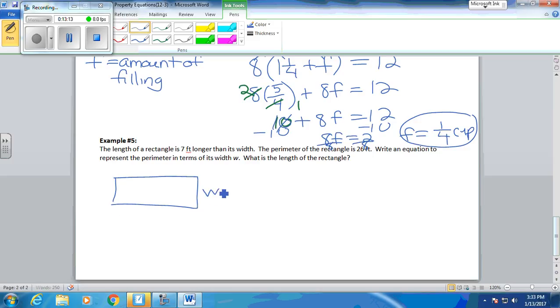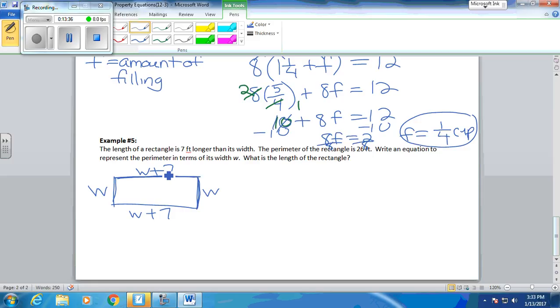So they want me to use W for the width. The length then is 7 feet longer than that. So W plus 7 would be 7 feet longer. So again, if this side is W, then this side also needs to be W. That's the definition of a rectangle. And if this is W plus 7 over there, then it has to be W plus 7 as well.